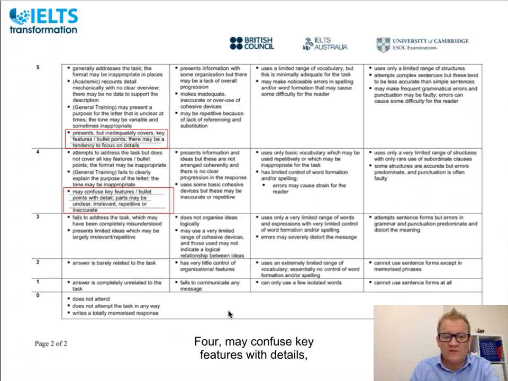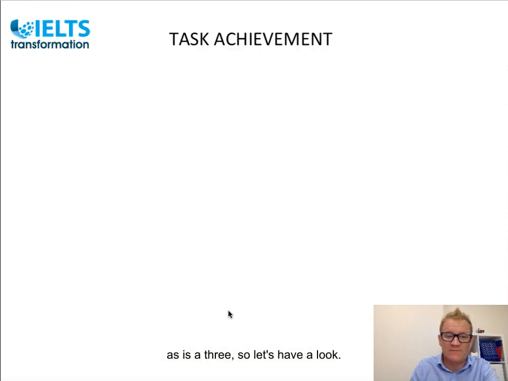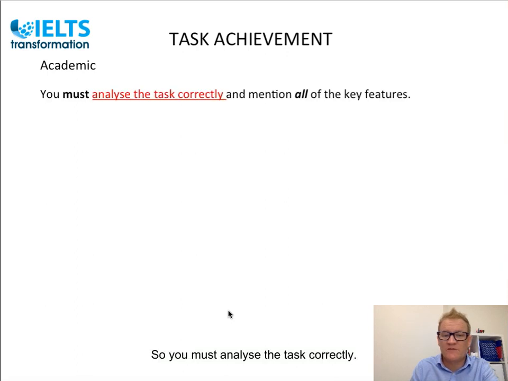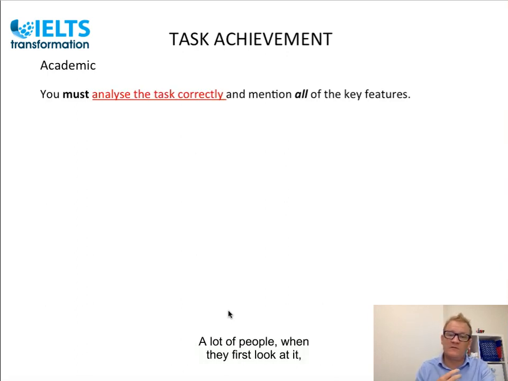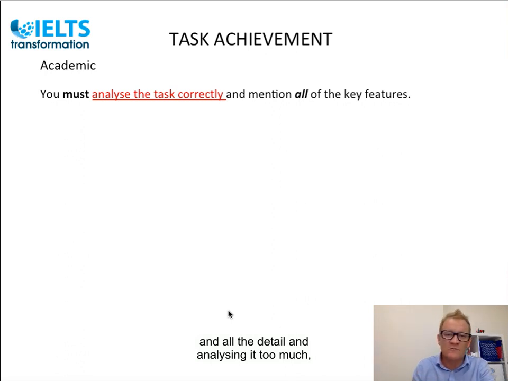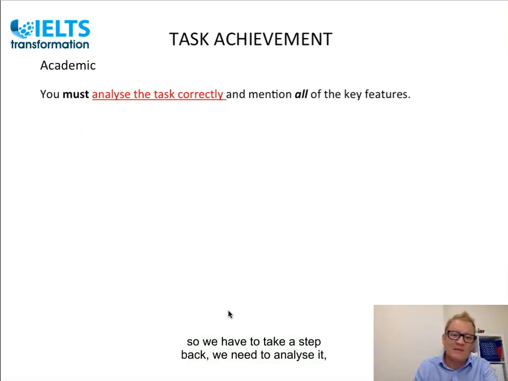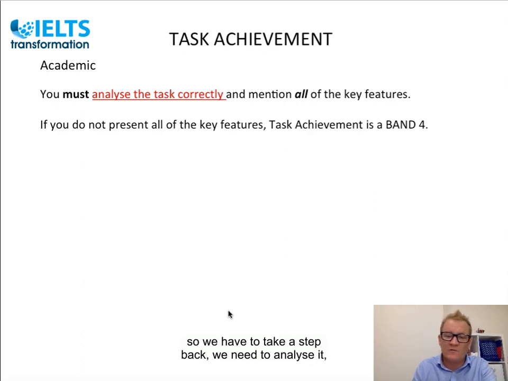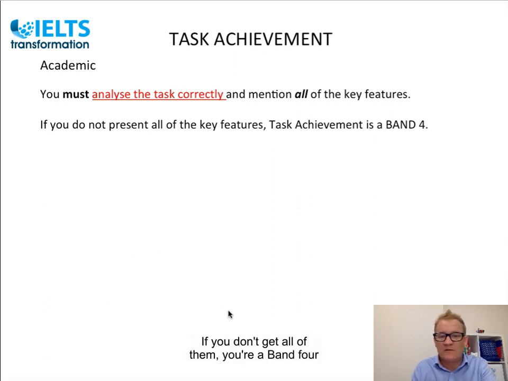4 may confuse key features with details. Parts may be unclear, irrelevant, repetitive, or inaccurate. So that's a bit of a disaster, as is a 3. So let's have a look. So you must analyse the task correctly. A lot of people, when they first look at it, jump into it and start looking at all the numbers and all the detail and analysing it too much. So we have to take a step back. We need to analyse what the key features are. If you don't get all of them, you're a band 4.